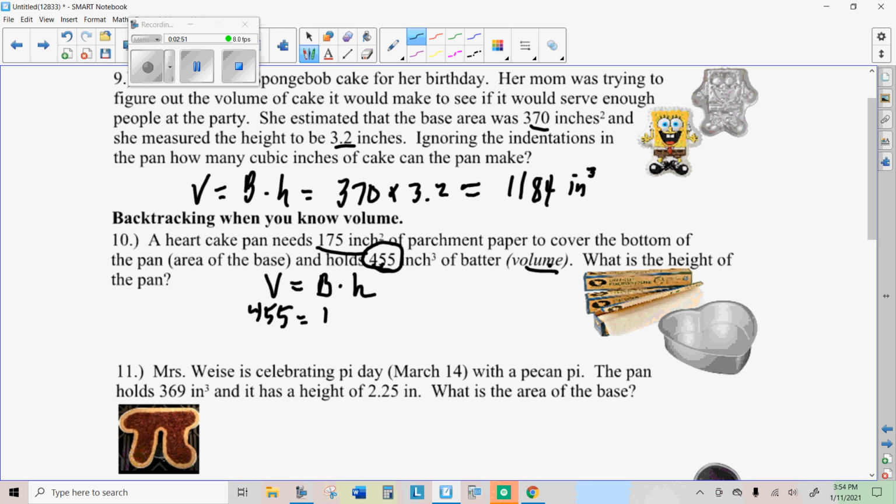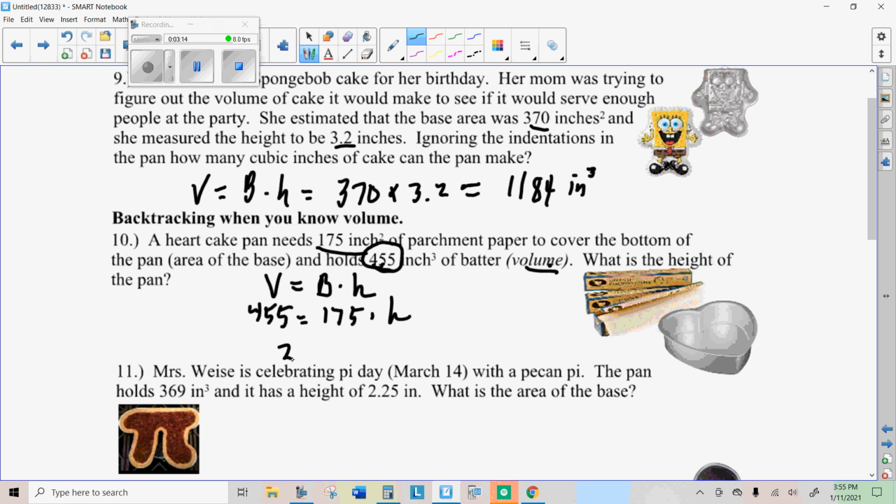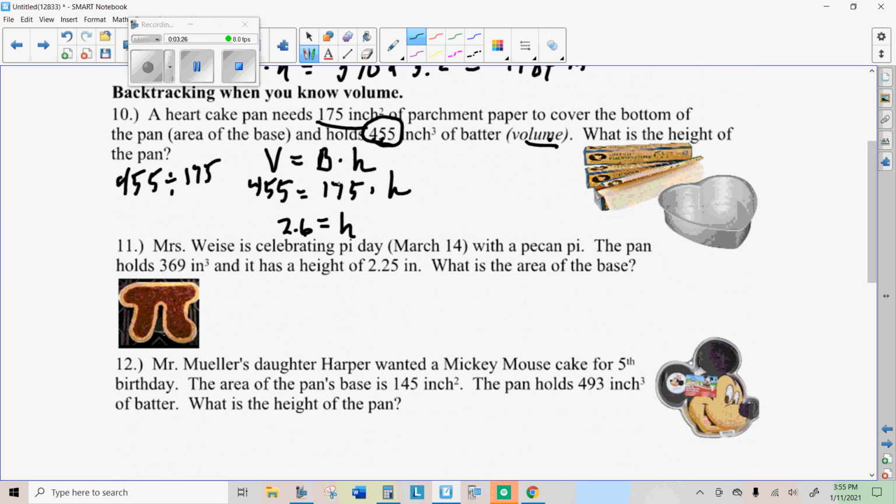And our base area is the size of the parchment paper that fits on the bottom, which is 175 times our height. Now we are just going to backtrack and do 455 divided by 175. And that equals 2.6. And I got that by dividing 455 by 175. All right, why don't you try the next one, see if you can get it.